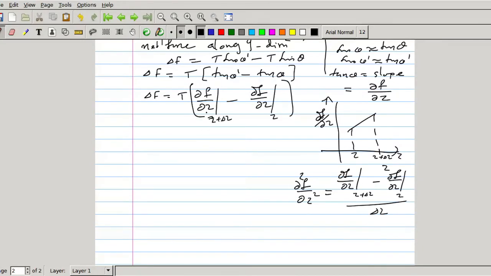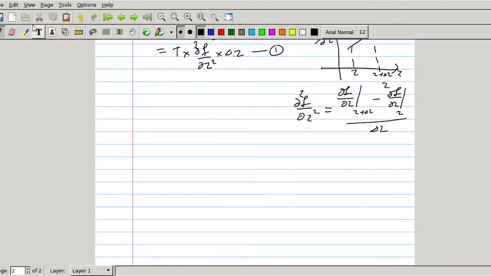So in this equation, we need dou f by dou z at z plus delta z minus dou f by dou z at z, which will be the same as delta z into this quantity. So we can write this as delta F equal to T into dou square f by dou z square into delta z, not delta f, this one is delta z, into delta z. This I am taking as equation number 1.